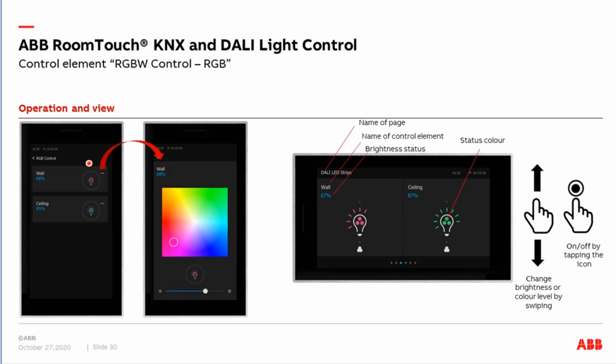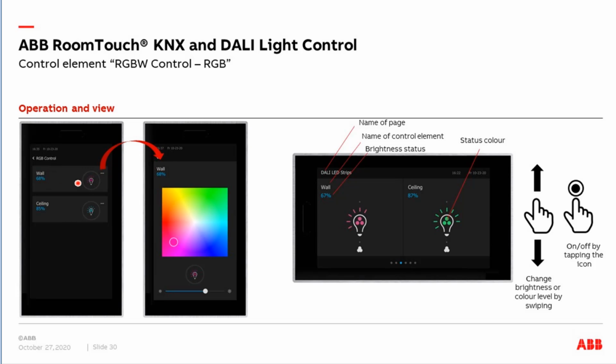So now let's have a look at the RoomTouch in the so-called portrait mode. So I go here, for example, into my room, and then I see my different control elements. Of course, in reality I will have more about switching, room temperature control and so on. Then I see again my first control element, like here wall, the status, and by tapping here I can switch on and off.